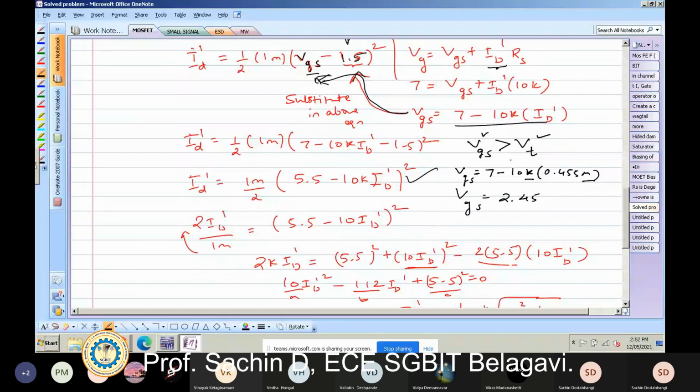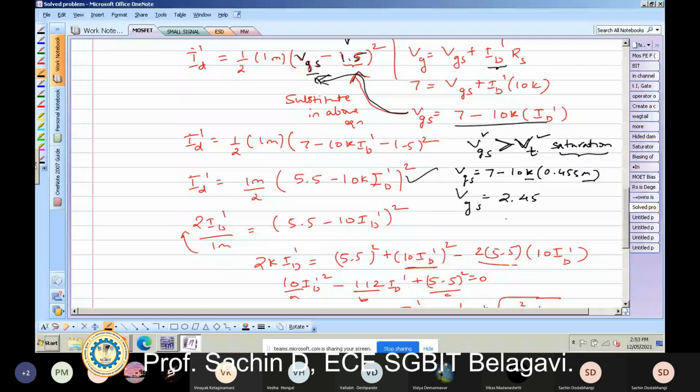Why am I taking VGS should be greater than VT? Because the transistor is operating in saturation. For the MOSFET to be operating in saturation, the condition is VGS should be greater than threshold voltage. The MOSFET is going to turn on only when gate to source voltage is more than threshold voltage. Only then is the channel going to be created.